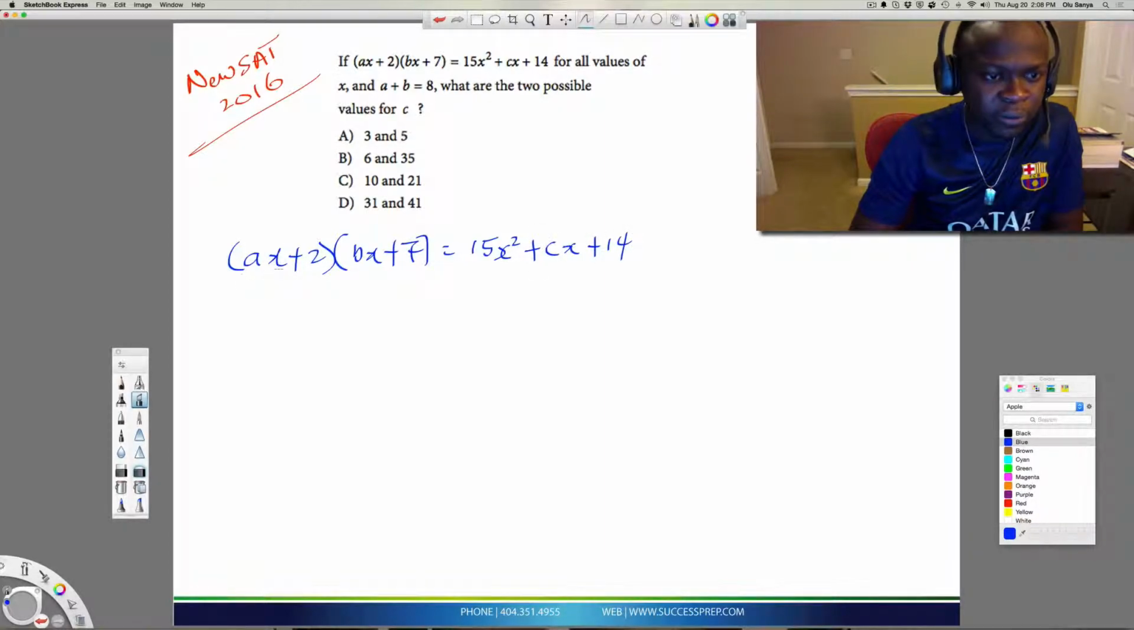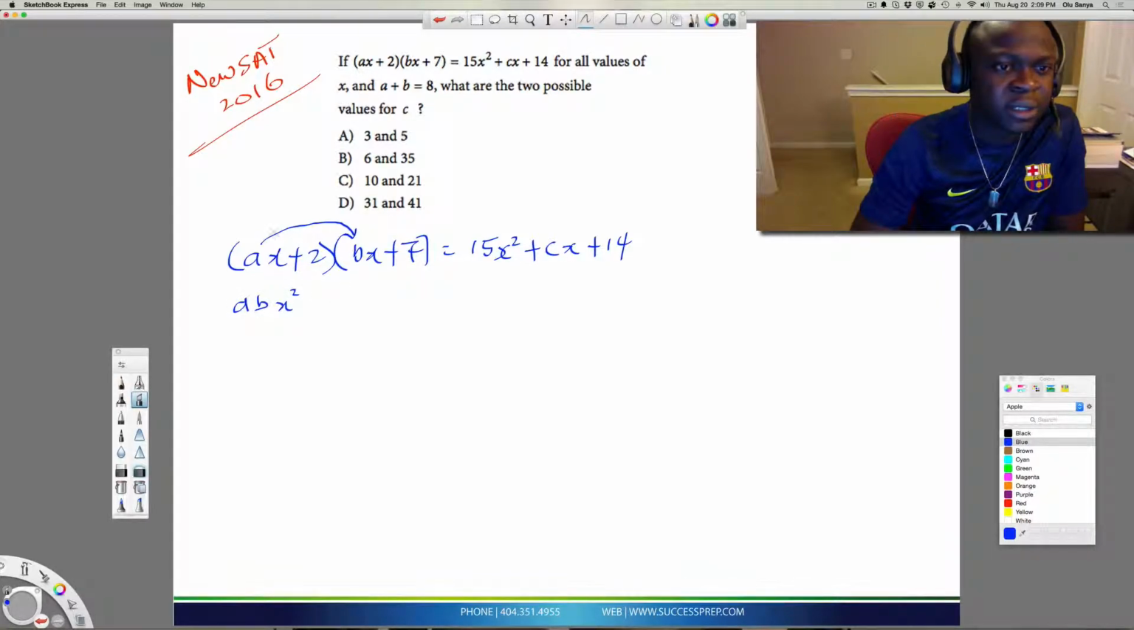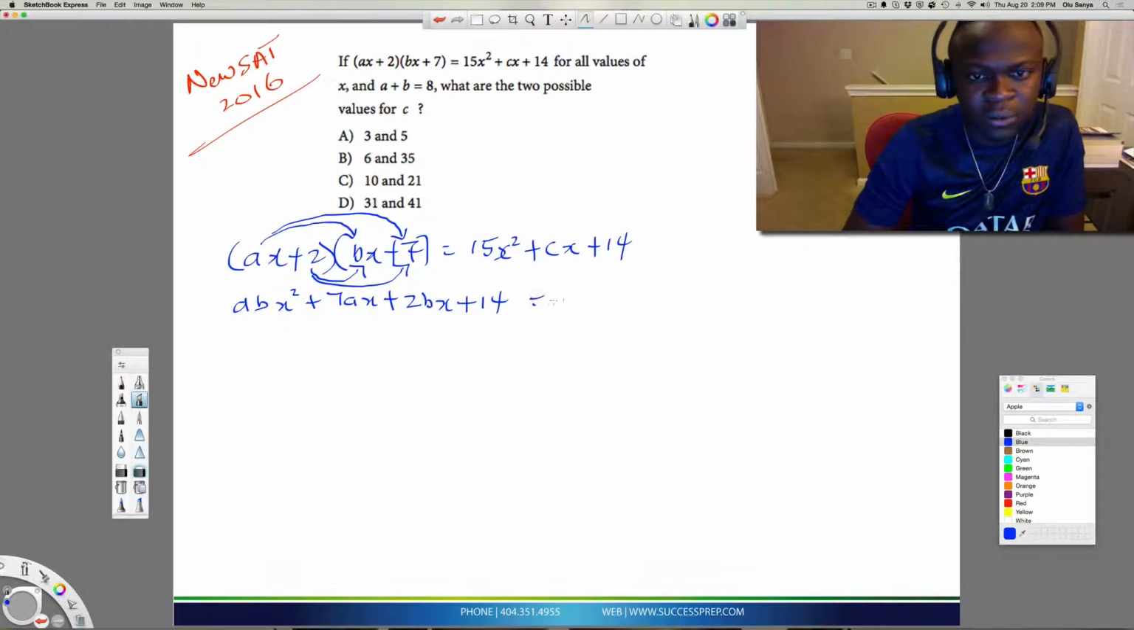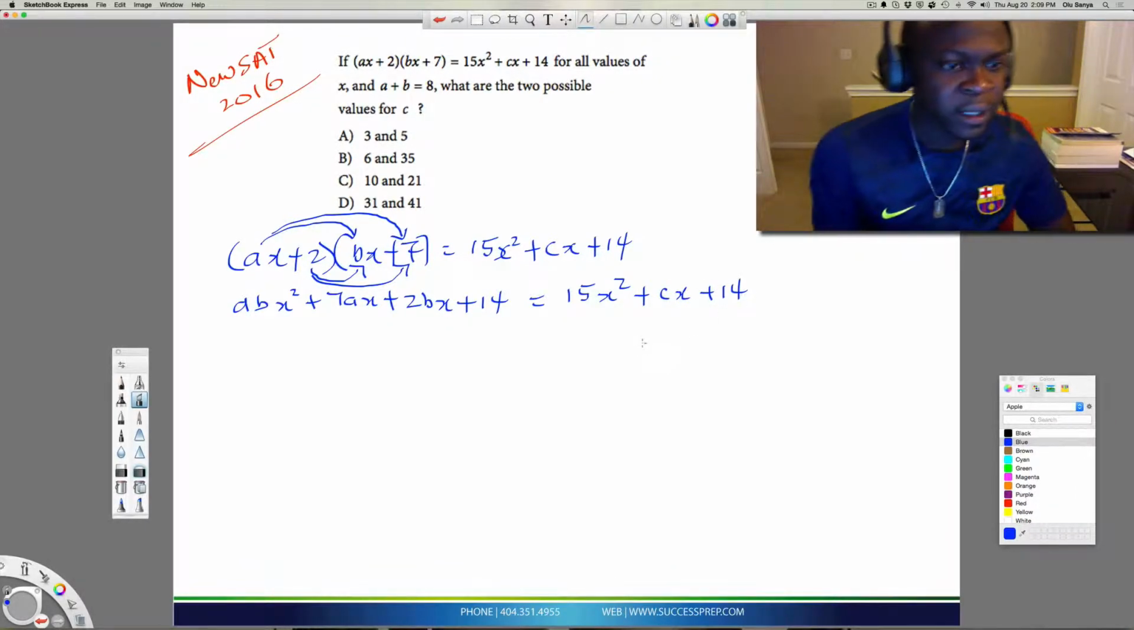Okay, so I'm going to focus on this left side for a minute. ax times the bx is going to be abx squared. Then ax times the 7 is going to give us plus 7ax. And then 2 times the bx is 2bx, and then 2 times the 7 is 14. All of this is equal to 15x squared plus cx plus 14, okay, is what we have.